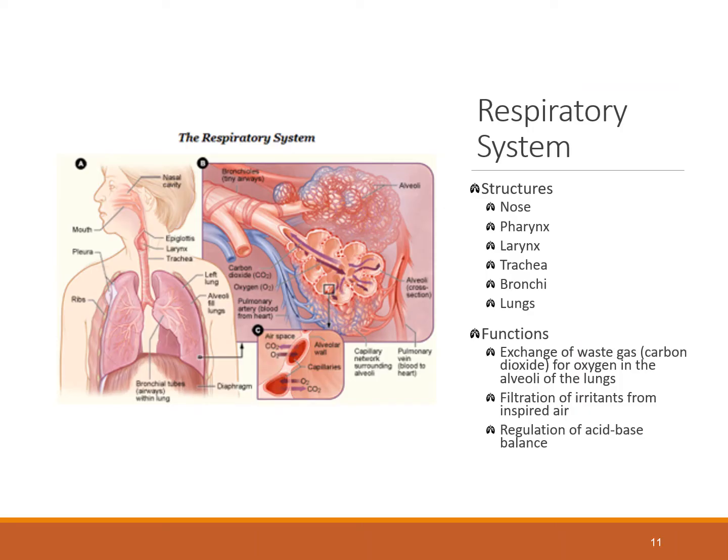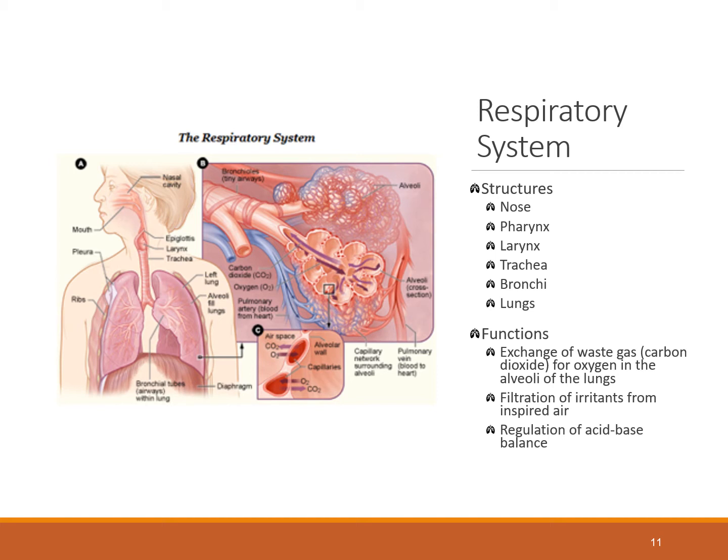There are several structures associated with the respiratory system, and those are the nose, the pharynx, the larynx, the trachea, the bronchi, and the lungs. So the job of the respiratory system is to help us breathe, not only to help us take in oxygen, but to help us get rid of waste gases like carbon dioxide.